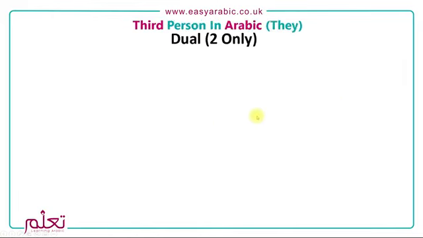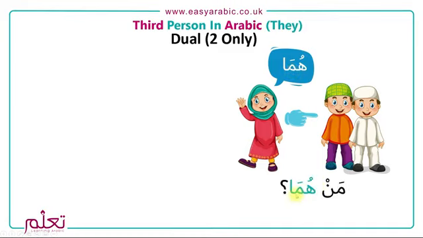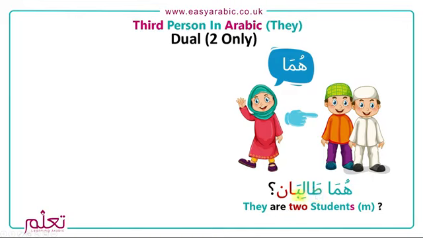When you talk about two people, you'll say huma. Man huma, who are they two? Here the R is implied. So who are they? Man huma, and the answer would be huma talibban. Here again the rule for the dual applies, which is alif noon. So they are two students, huma talibban.